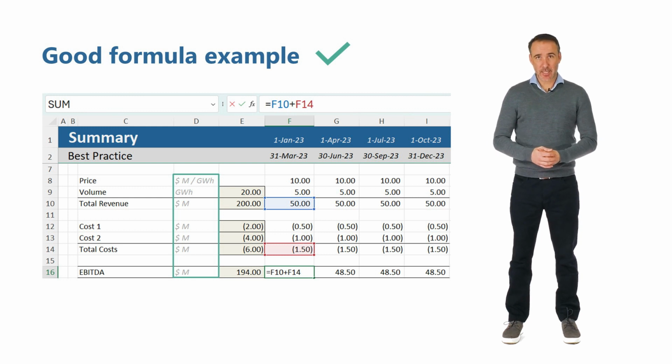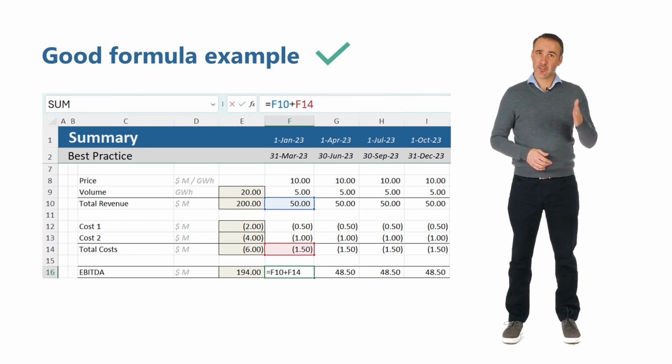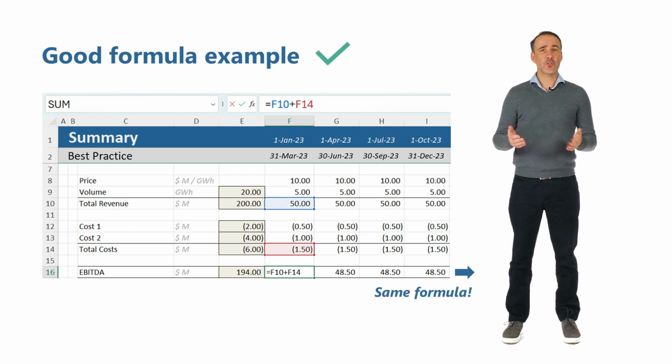Another important formula best practice is to only use one formula per row. We can't see it in the screenshot, but column F must have the same formula as column J or as column ZZ. Always drag the formula all the way across the row to ensure consistency. This is very important and bears repeating. Never change the formula across a row.